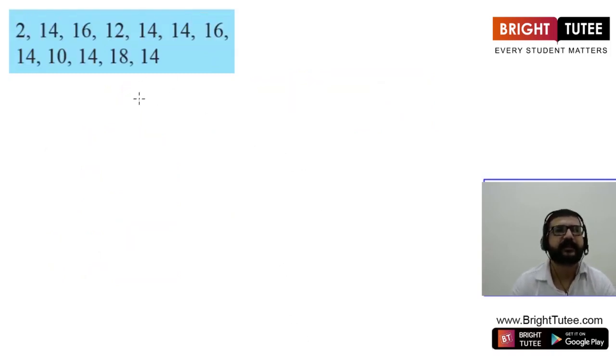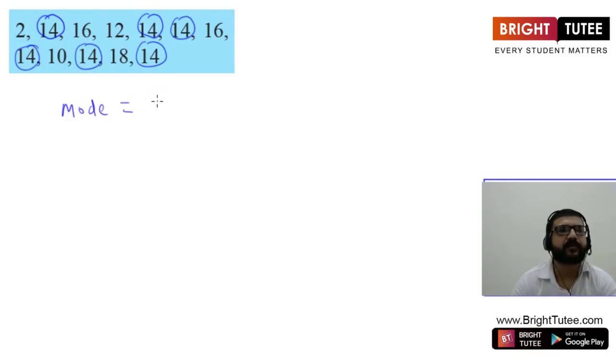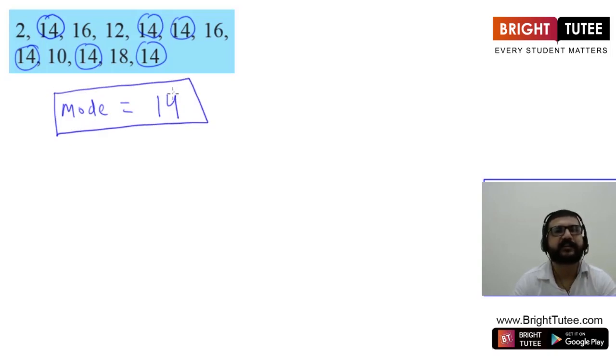Now for more clarification, let's look at one more example. And here also we are having a set of observations, and they are 2, 14, 16, 12, 14, 14, 16, 14, 10, 14, 18 and 14. We have to tell what is mode of this data. Now, it is very clear from this data itself that the number 14 is occurring most number of times. It has occurred 6 times in this data. So, mode of this data will be 14. So, for finding mode, we just have to check which observation is occurring most number of times. That will give us mode.